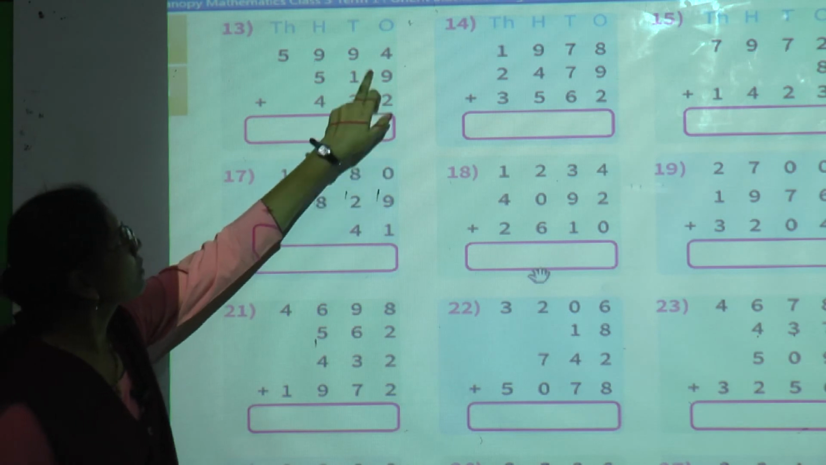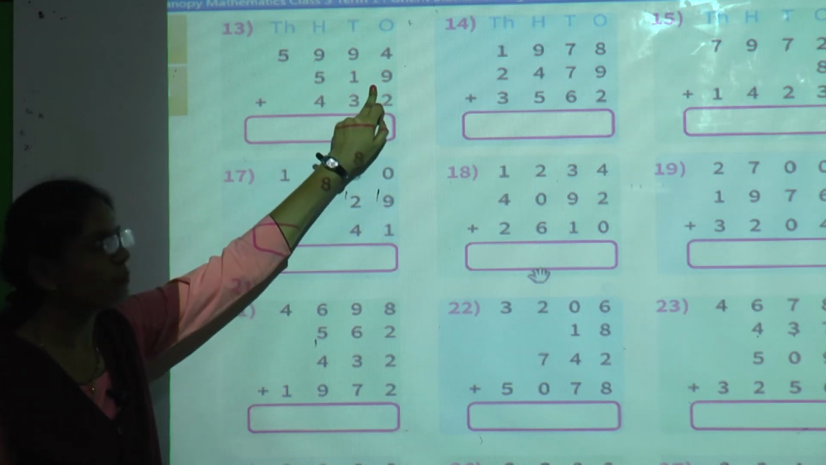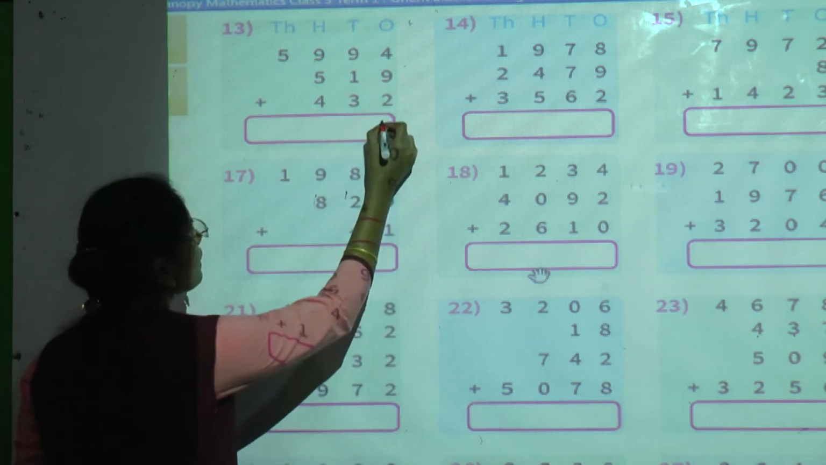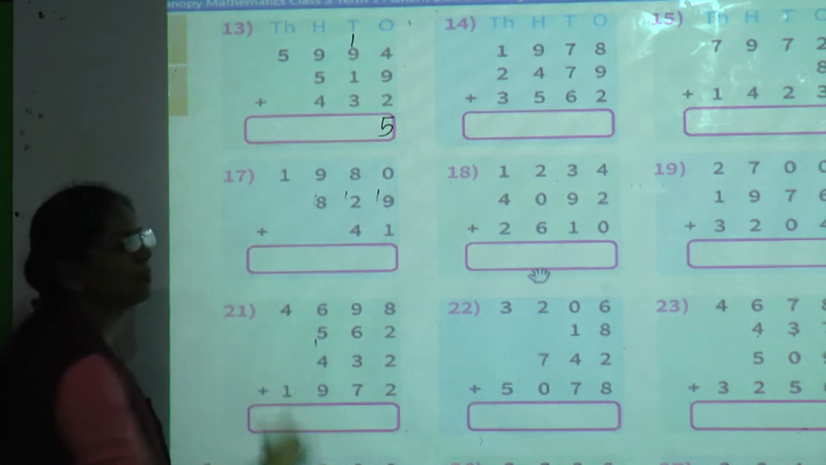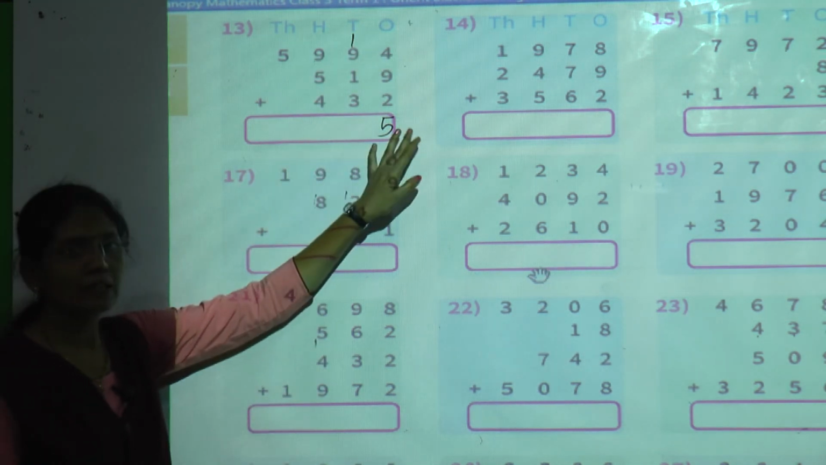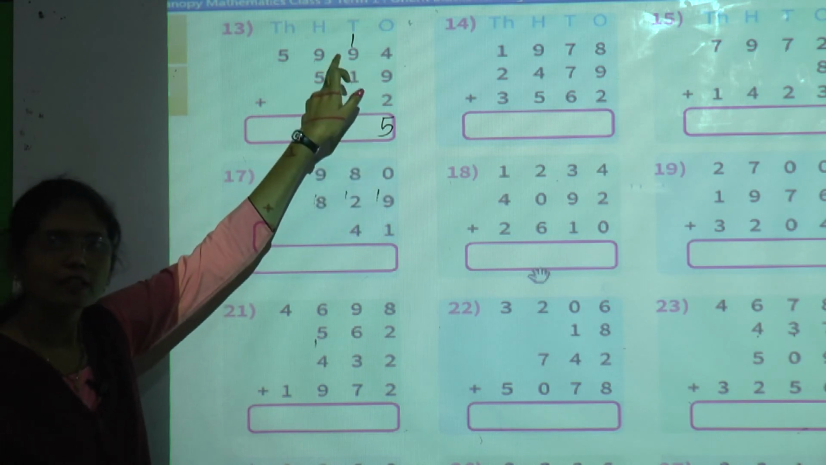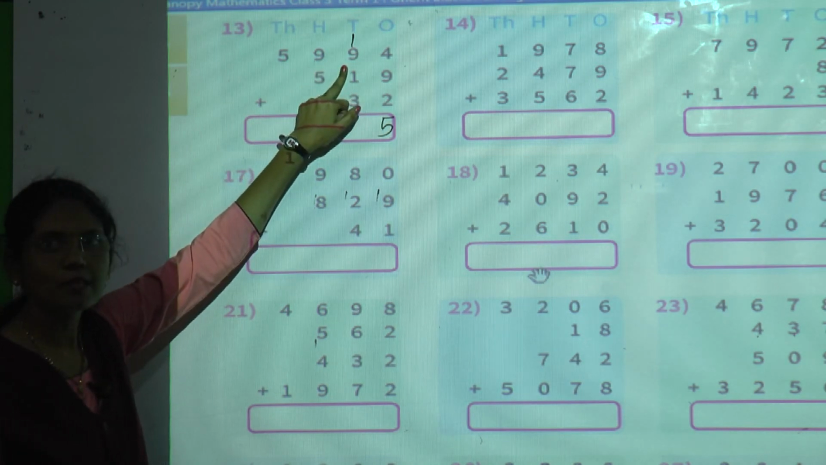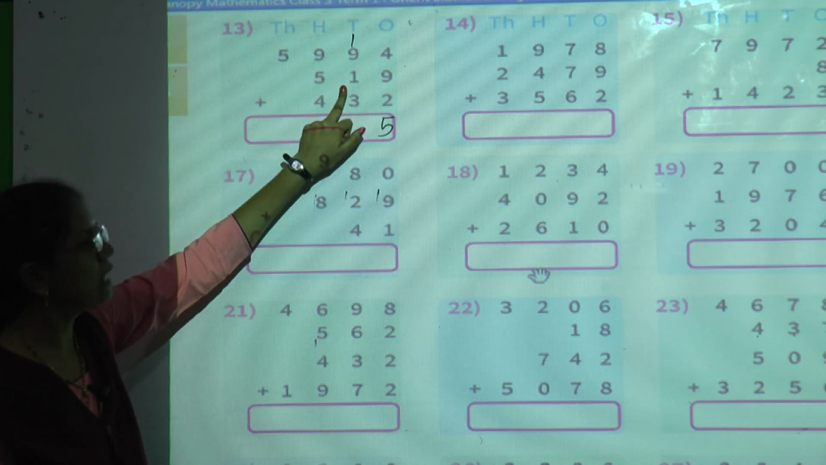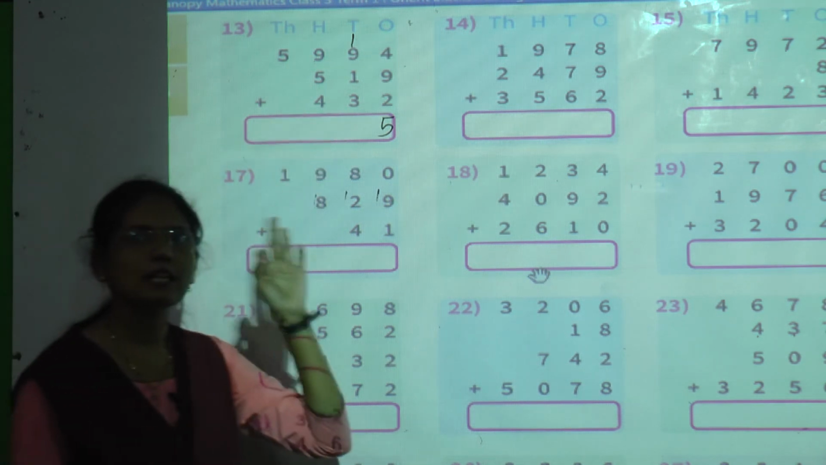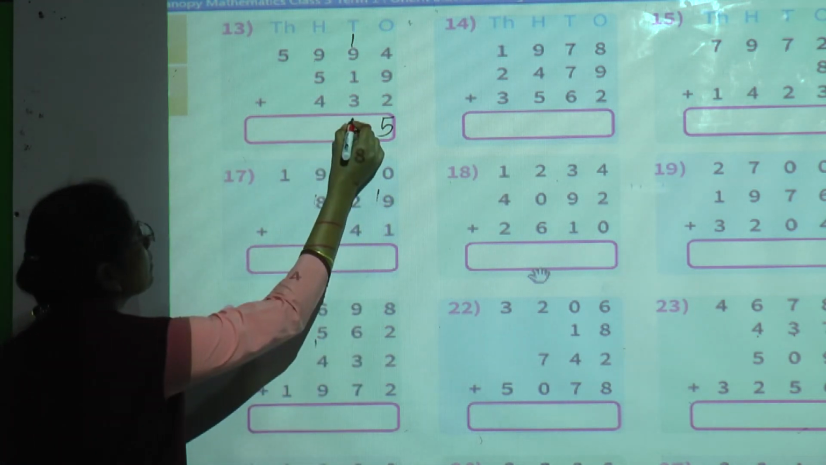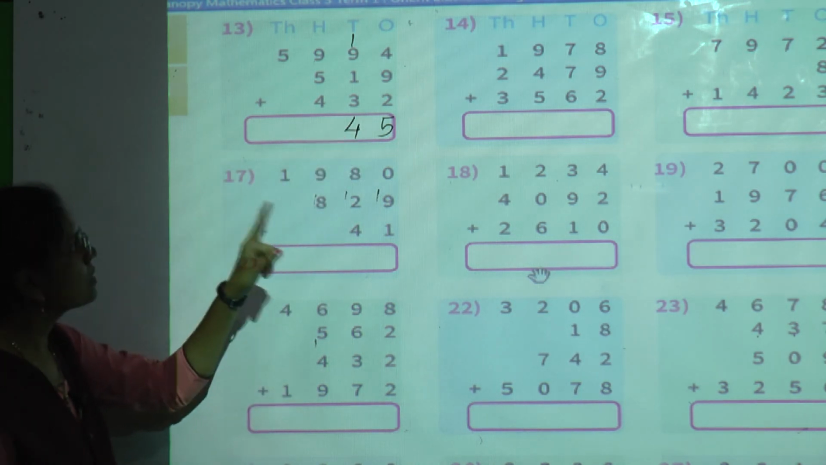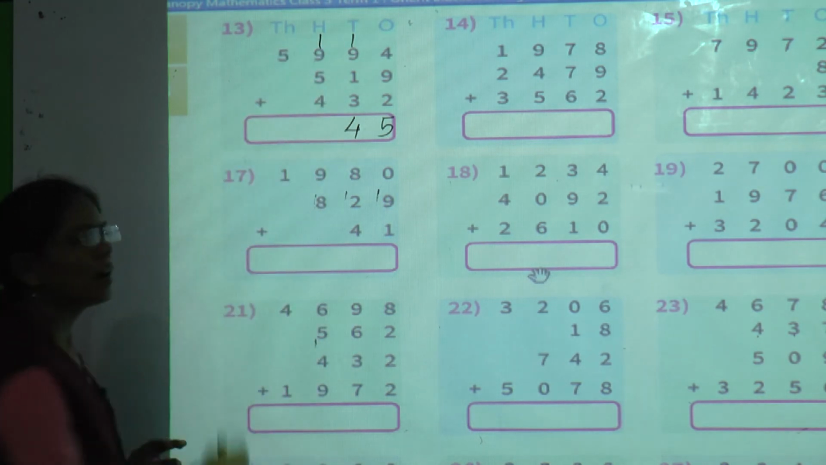Now see the ones place. 4 plus 9. Do the addition. 4 plus 9. Yes. 13. 13 plus 2, 15. So we will write 5 here and 1 we will give as a carry. Why? Because 15 ones means 5 ones and 1 ten. Now see the tens place digit. Here 1 plus 9, 10. 10 plus 1, 11 and 11 plus 3, yes 14. So 14 tens means 4 tens and 1 hundred. So this one we will give as a carry to the hundreds place.